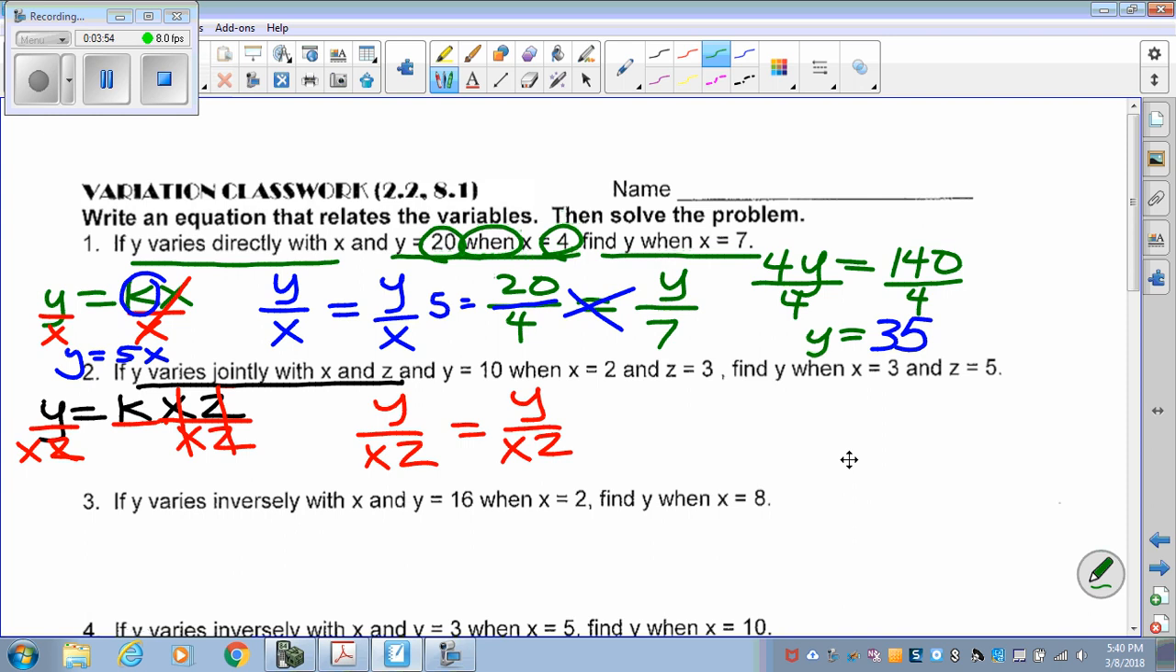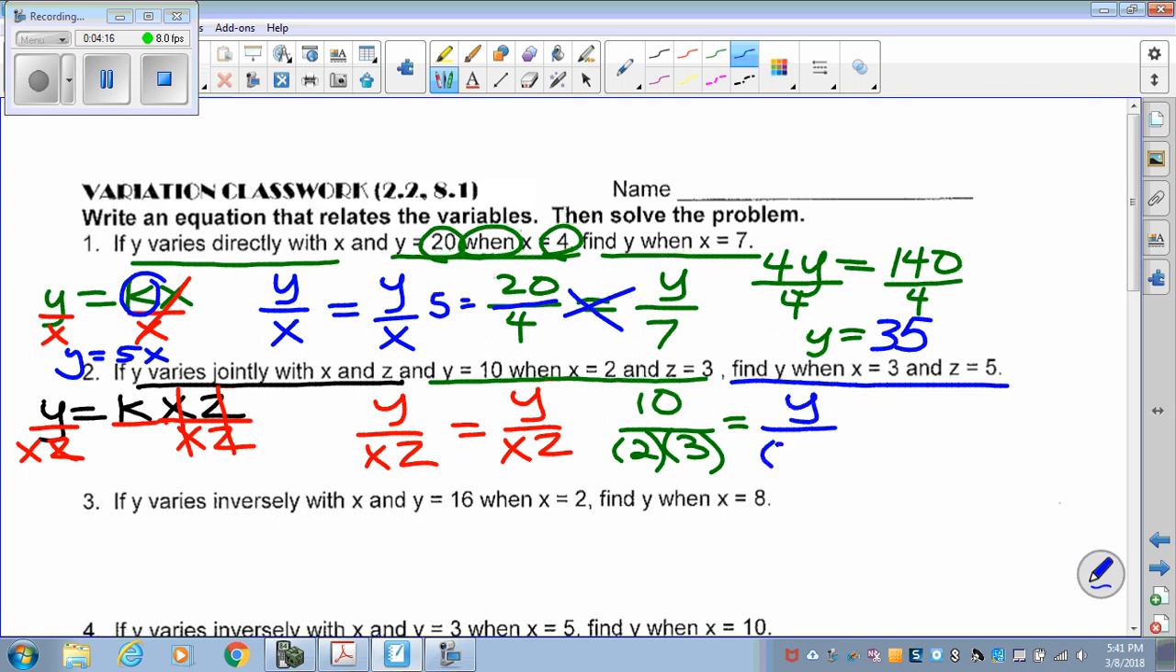Look at my givens. y is 10 when x is 2 and z is 3. So I'm going to substitute 10 in for y, 2 in for x, and 3 in for z. All right, and then on the other side, I've got find y when x is 3. So I don't know y, so I'll put a y. And I've got x is 3 and z is 5. Okay, so I have a proportion, right? And I'm just going to cross multiply.